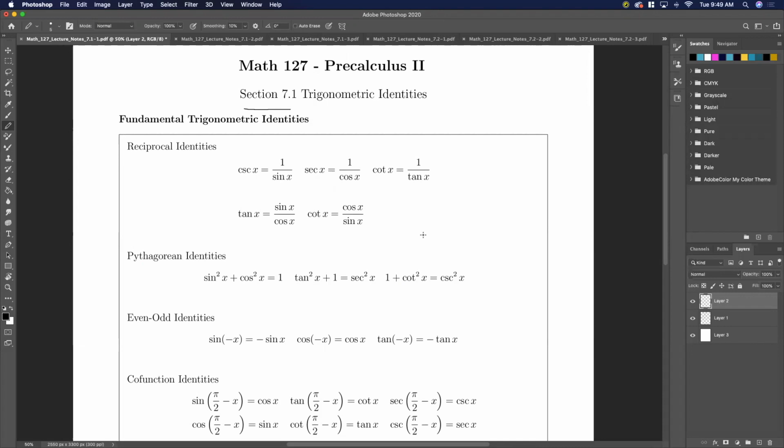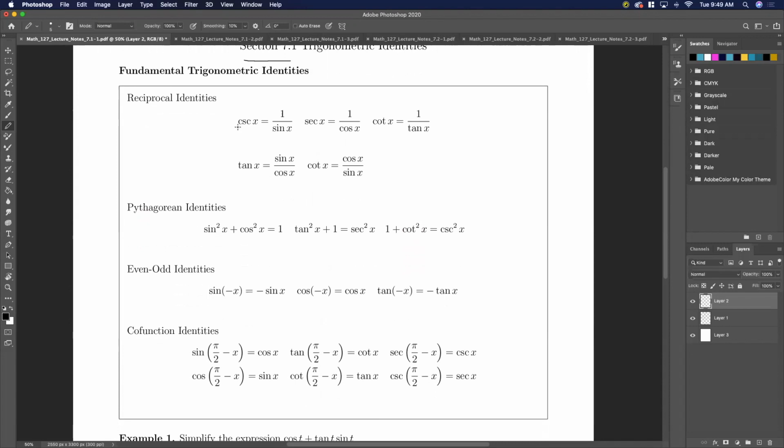So here's the reciprocal identities. So cosecant of x is the same as 1 over sine x. Secant of x is 1 over cosine x. Cotangent x is 1 over tangent x. Tangent x is sine over cosine, and cotangent x is cosine over sine. We've been kind of using this already, but now we're going to state it emphatically.